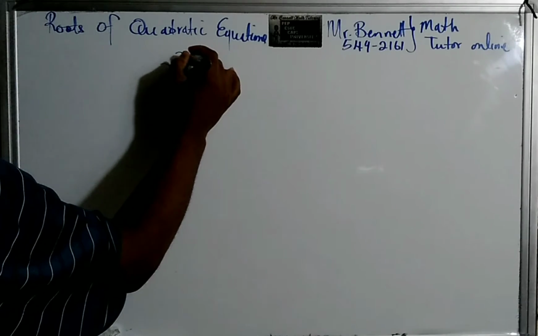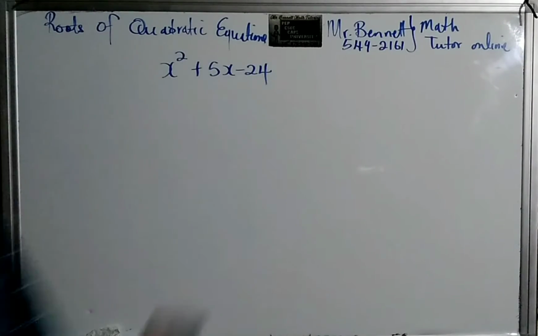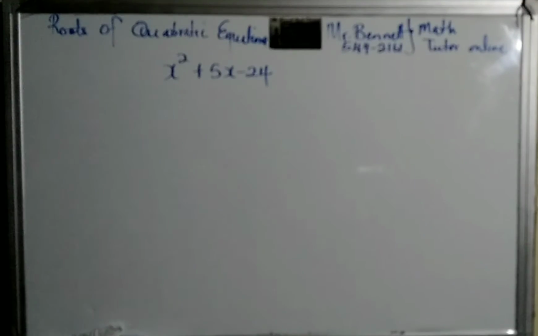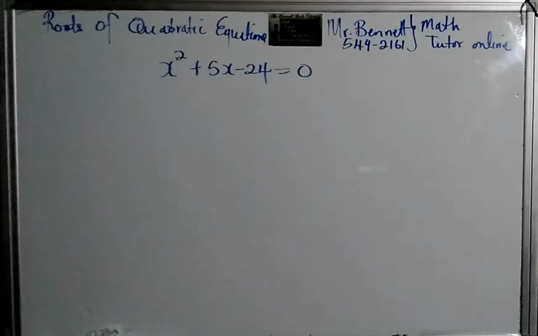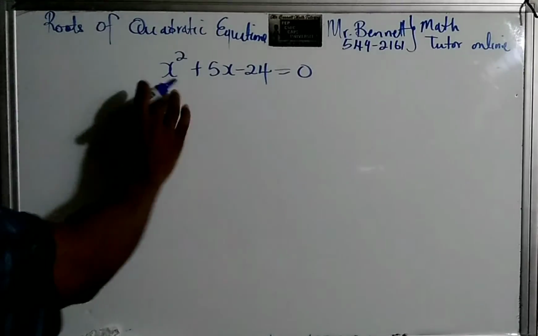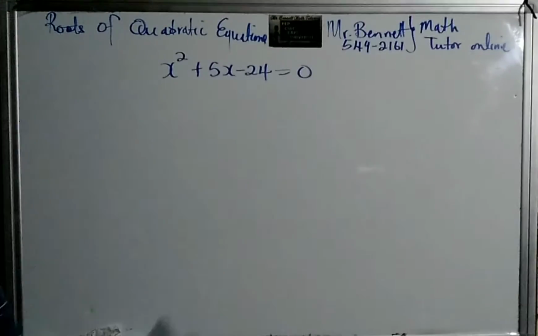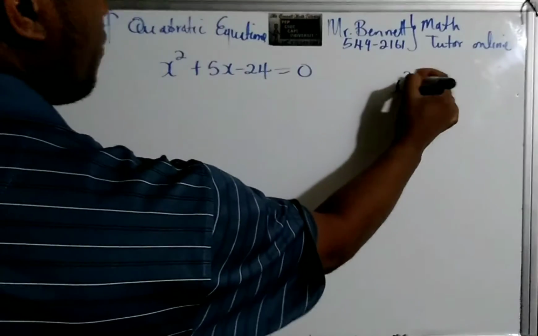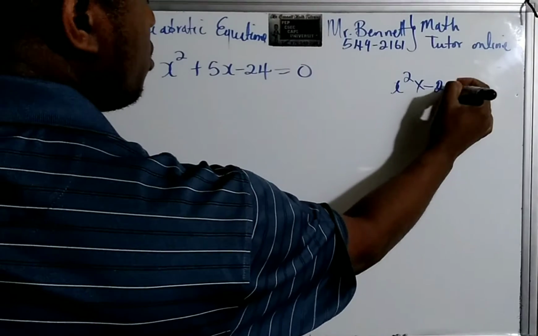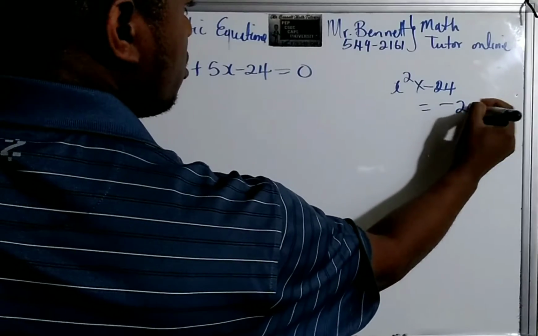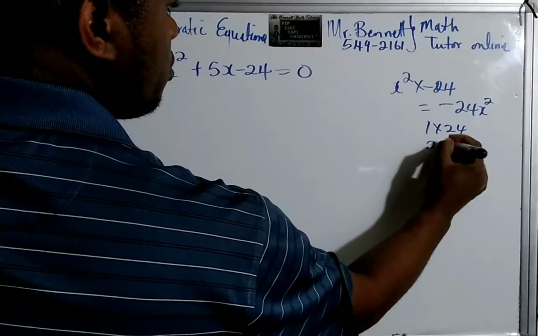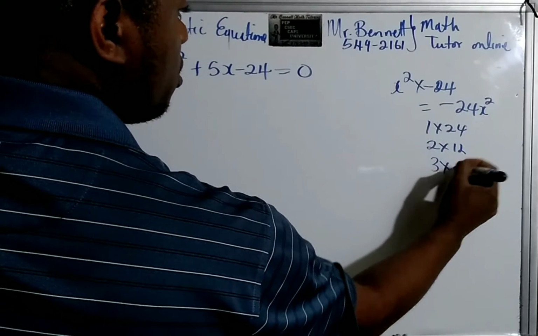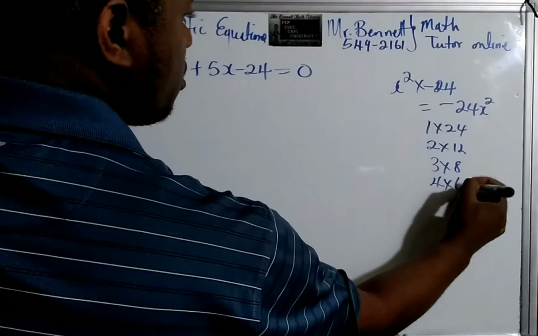x squared plus 5x minus 24. As I say, the first thing we do is to equate it to 0, and then we factorize. So we need two numbers, and we multiply them. It gives us negative 24. For all of you who can't factorize, let me just do this for you. 1 times 24, 2 times 12. Everyone should be able to do this, 4 times 6.